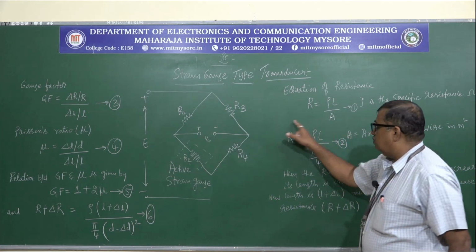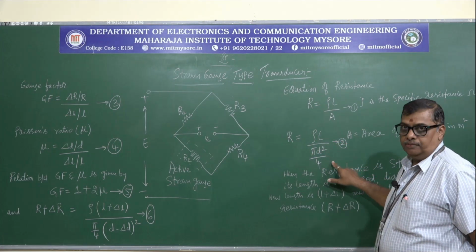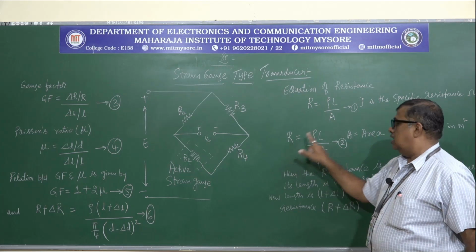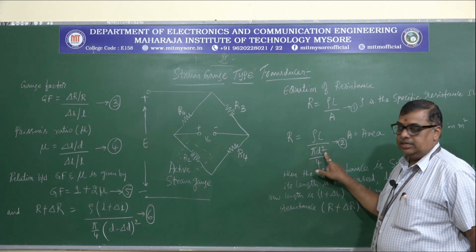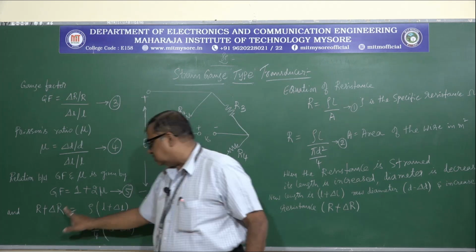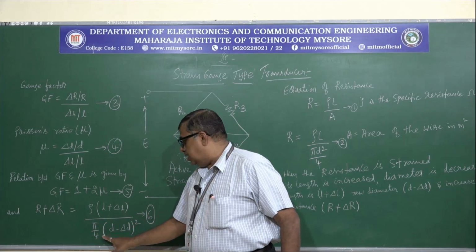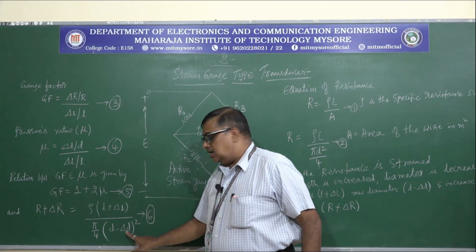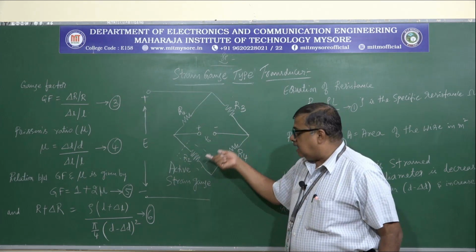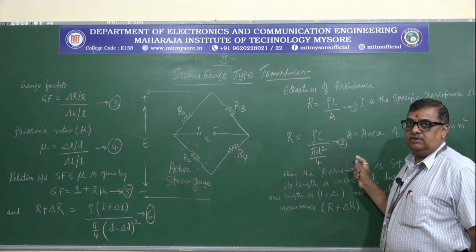Finally, if you see this equation 2, it is given as R is equal to rho L divided by pi d square by 4. Whenever this active strain gauge element is strained, R is going to change, L is going to change, and D is also changing. So now I write the equation like this: R plus delta R, that is the change in resistance, is equal to rho into L plus delta L divided by pi by 4 into D minus delta D, whole square. This is the equation of the resistance when we use it as an active strain gauge element in a Wheatstone bridge. This is one type of resistive type transducer.